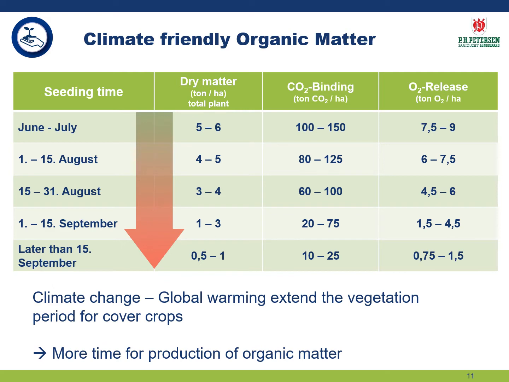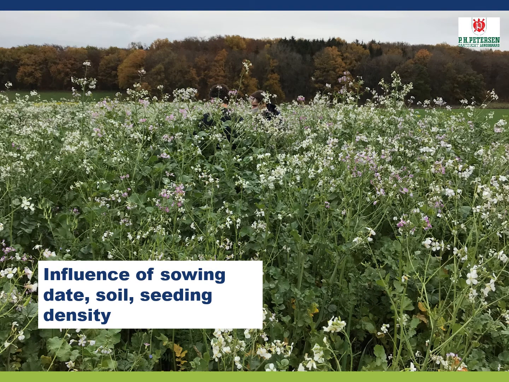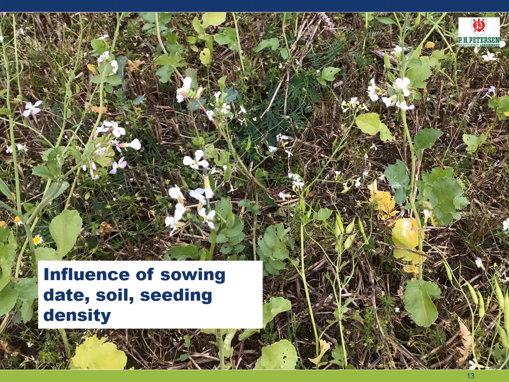Due to climate change and global warming, the vegetation period for cover crops is extended, and we have the possibility to produce more organic matter with cover crops. This is a field with a fodder radish sown early on a good soil in high seeding density, and in the middle of the field you see 2 men looking at the plants. This is a field with low seeding density and late sowing date, so the biomass production is very low.